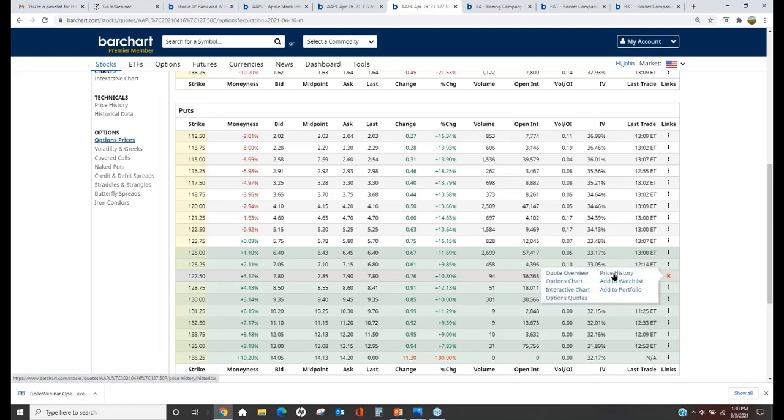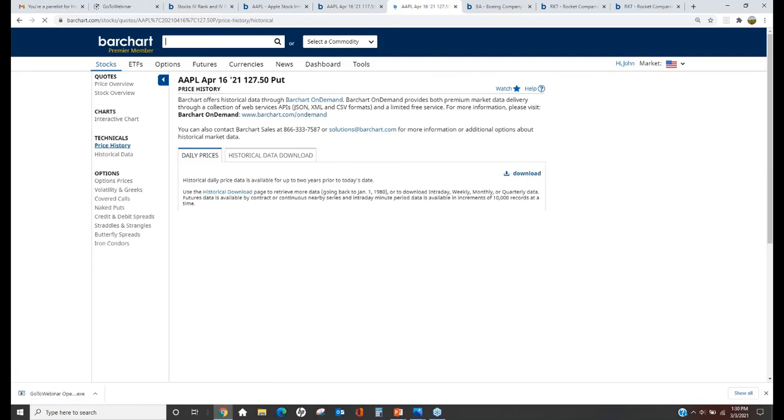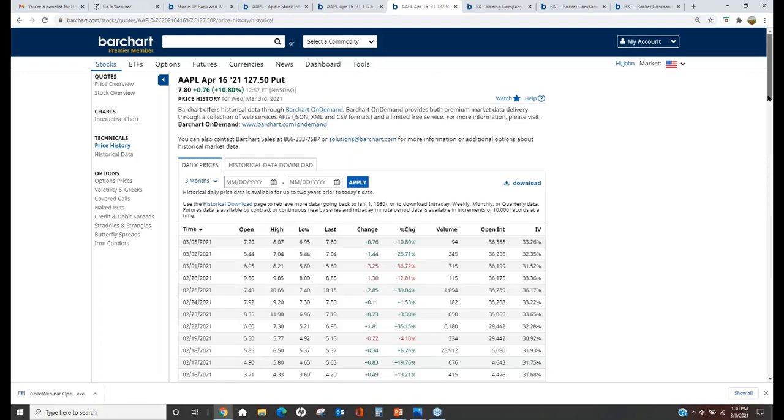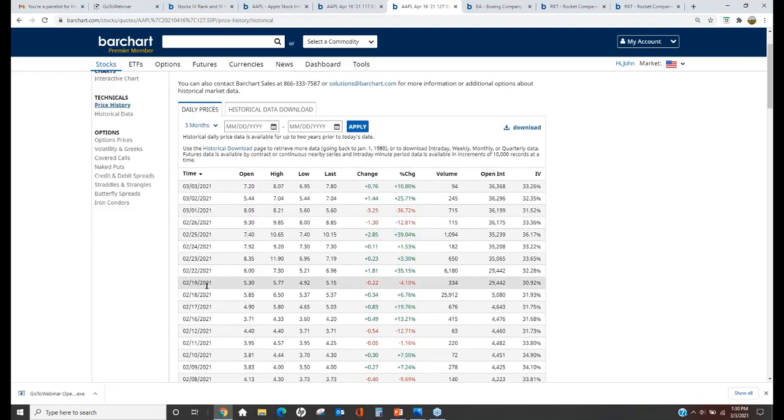Go to my price history. 127.5 puts. And here we can look at our price history. Remember, we were talking about February 19th. We purchased that put at around $5.30. And in just 2 days, we got a high of almost $11.90. And if you look about 3 or 4 days out, our opening price was $9.30. But think about this: in 2 days, we've over doubled the price of that particular option.